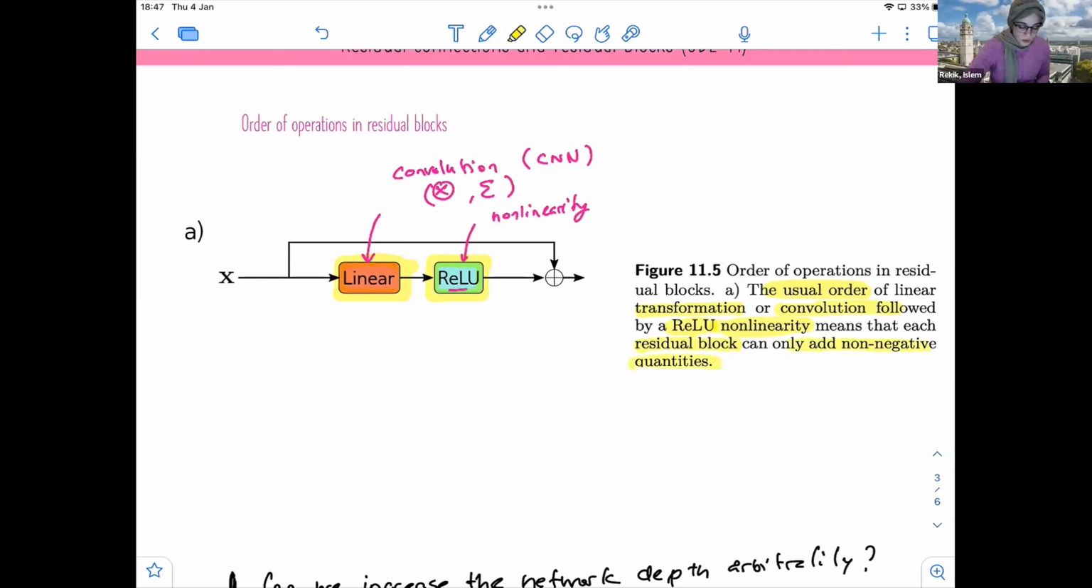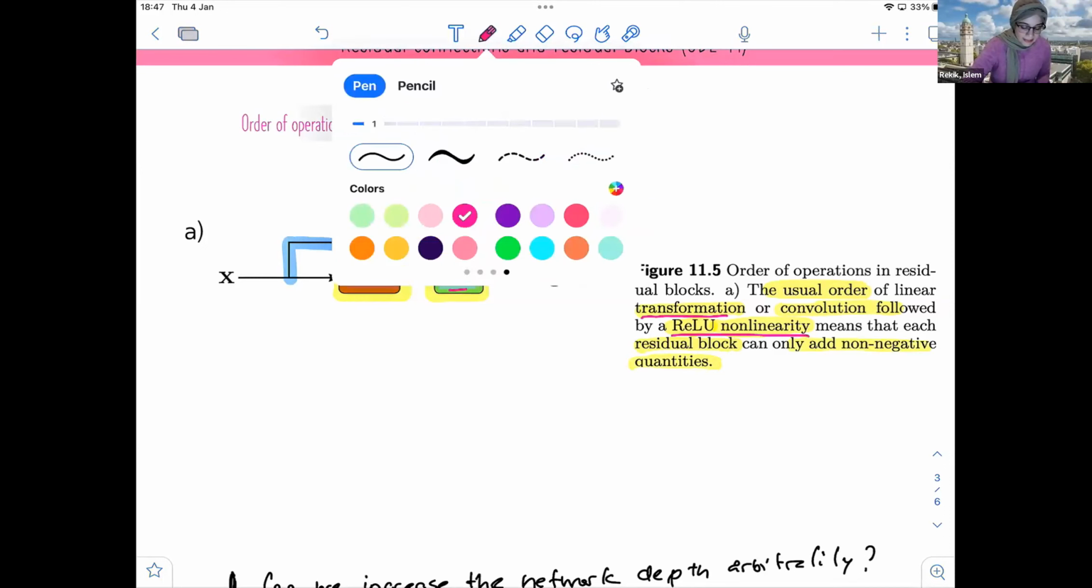Okay, so this is the usual order, as I mentioned. It could be a convolution or a simple linear transformation. We have a ReLU nonlinearity here. However, when you apply it to a residual network, and the residual network has this kind of residual connection, what happens is that we can only add up non-negative quantities. Why is that? So let's think about it.